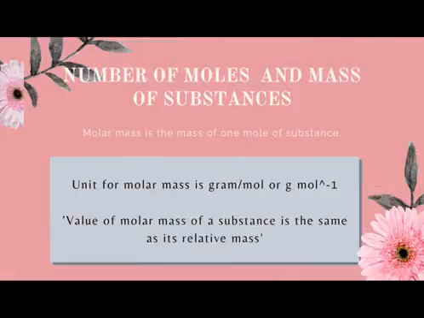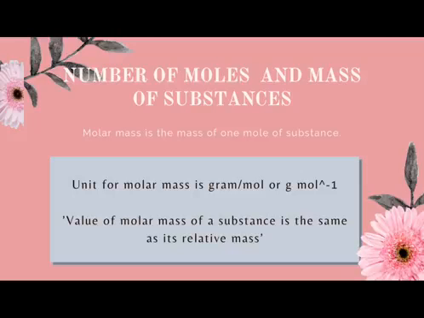So next, number of moles and mass of substance. The number of moles of a substance is impossible to be determined by counting the number of particles in the substance. Therefore, to get the number of moles, the mass of a substance must be measured, and we also need to know its molar mass. What is molar mass? Molar mass is the mass of 1 mole of substance. The unit for molar mass is g/mol or g mol^-1.